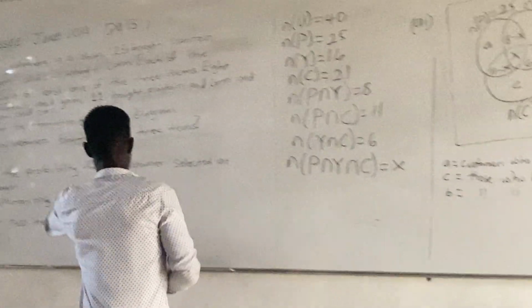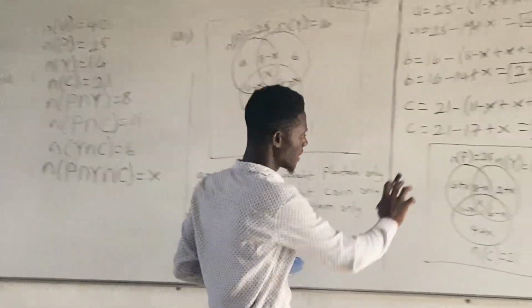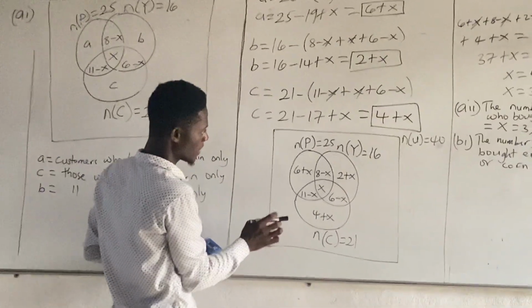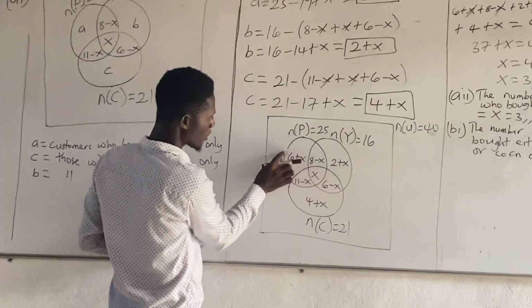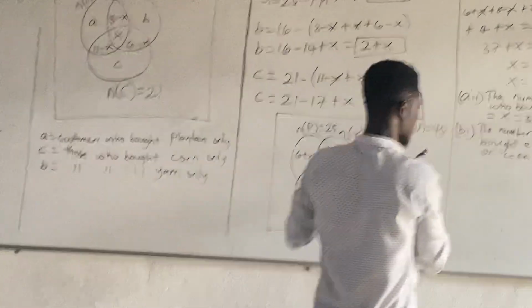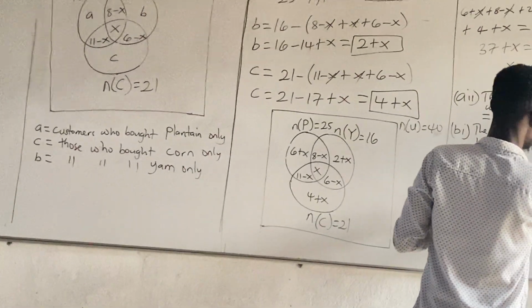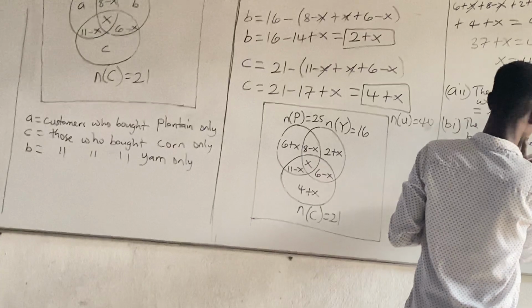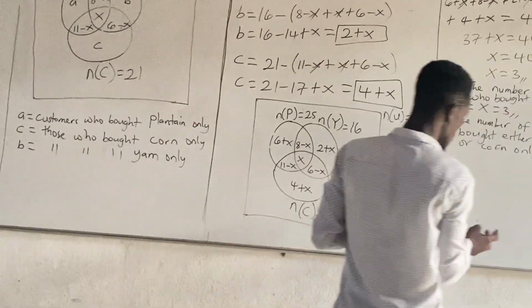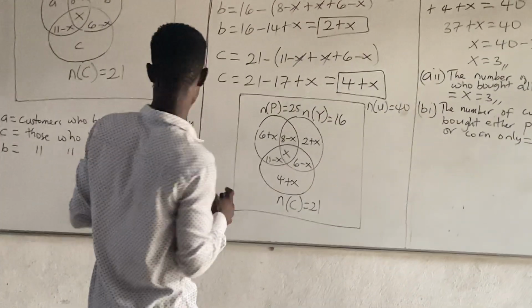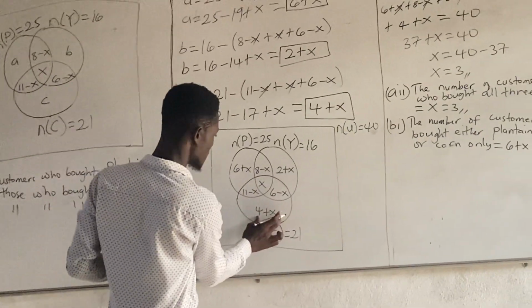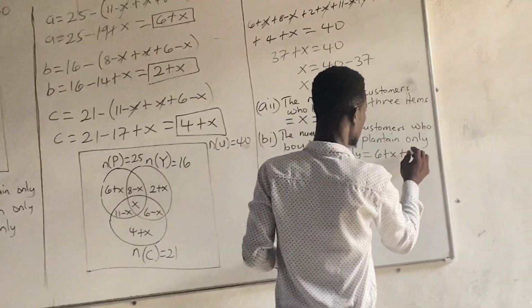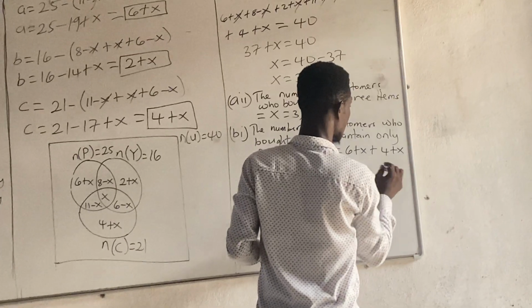Who bought plenty une or con une? In this diagram, the number of customers that bought plenty une is represented by 6 plus x. "Or" means plus, or union, you put them together. Then the number of customers that bought con une is represented by 4 plus x.